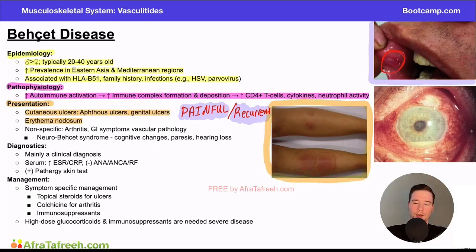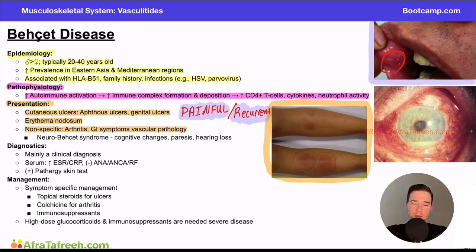Now, there are some other findings as well that are a little bit more nonspecific. These include things like arthritis, GI symptoms, and vascular pathologies such as superficial thrombophlebitis, which remember is inflammation of a superficial vein. You can actually feel it on a physical exam, or other things which are deeper, such as a DVT or Budd-Chiari syndrome can be present as well.